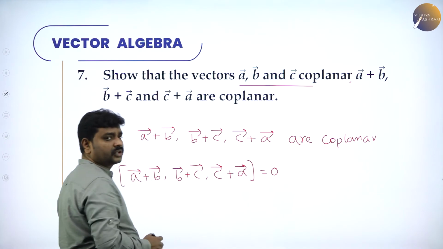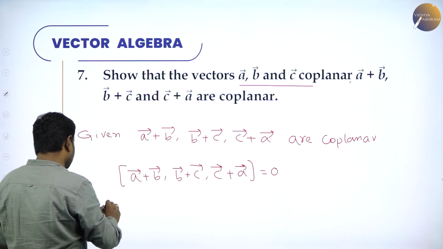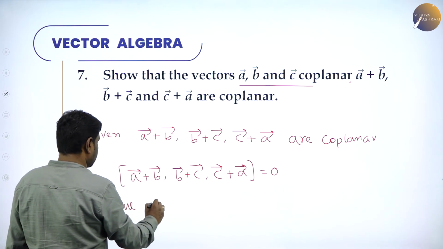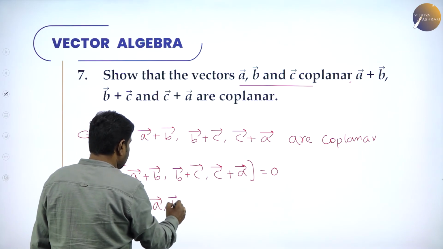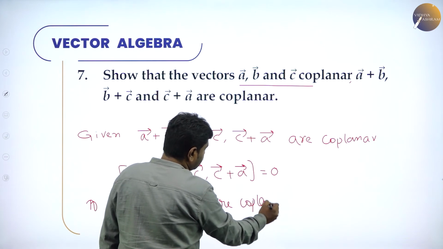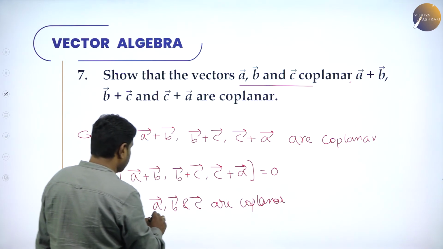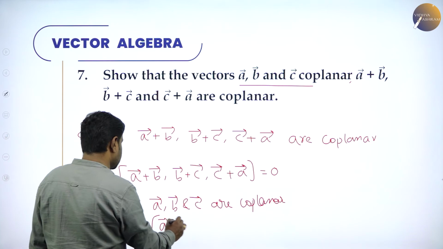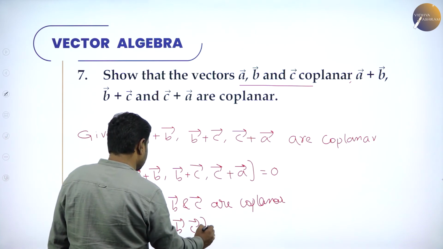This is given. And what do we need to prove? They wanted to prove a, b, c are coplanar. How can you prove 3 vectors are coplanar? It means you have to prove box a, b, c is 0. Means to prove box a, b, c is equal to what? 0.